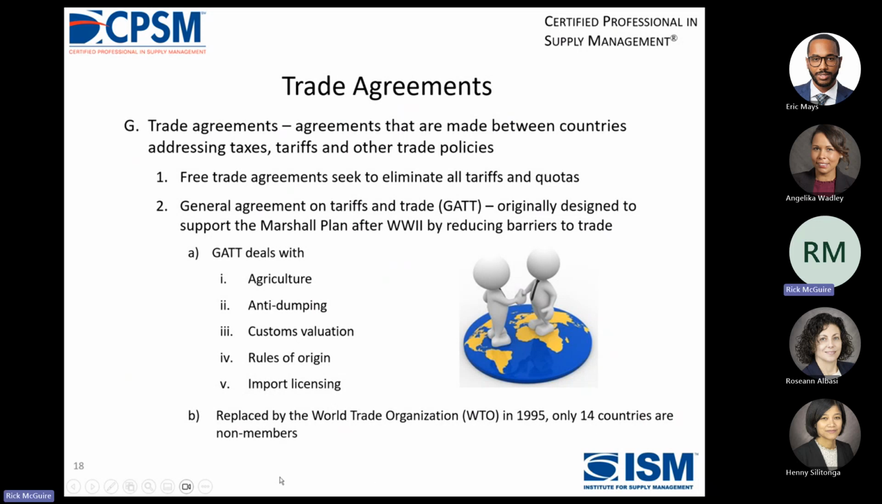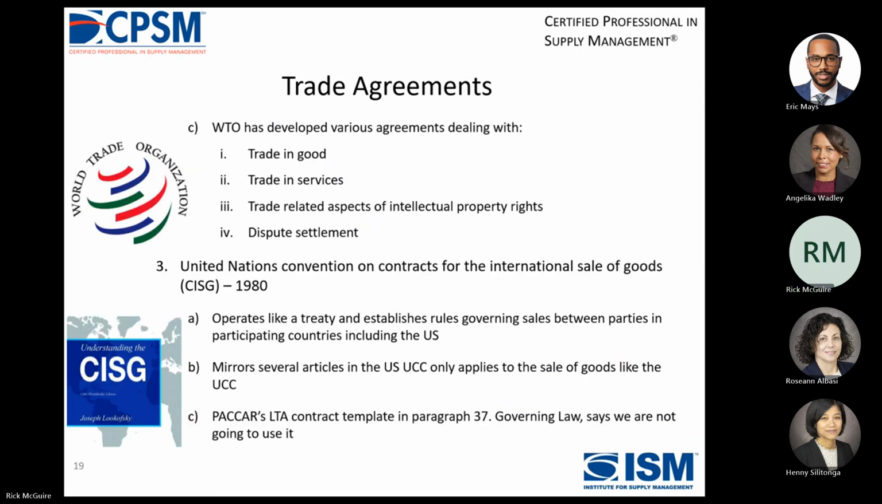They say only 14 countries are non-members of the WTO, but if you're from the Seattle area, you'll remember around 2000, 2001, they had the WTO riots here with everybody tearing up the city. So the WTO has developed various agreements that deal with things like trade in goods and services, intellectual property rights, and dispute settlement.